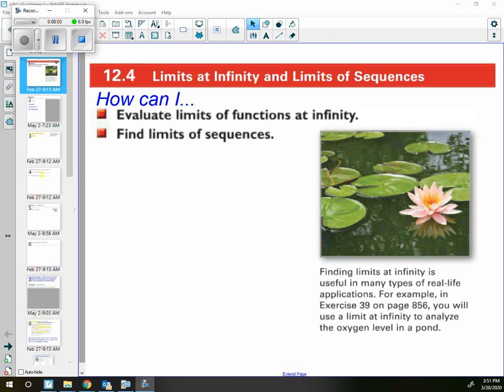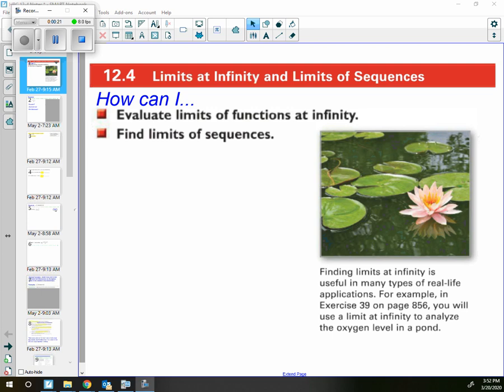All right, so we're going to take a look at 12.4. So we're going to take a look at a different type of limit now. The limits we've been investigating so far have been at a finite value. So x approaches 7, x approaches -1. Now we're going to look at limits at infinity, and being able to do limits of sequences as well. That's kind of our part 2.